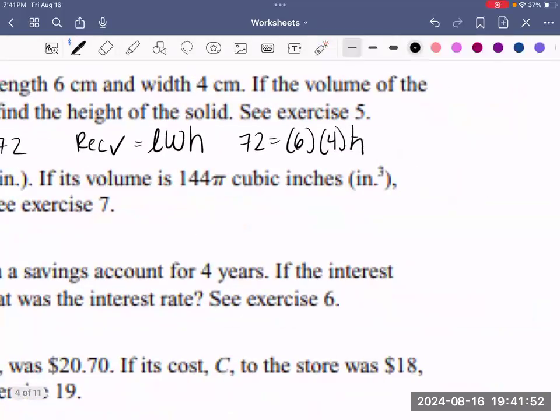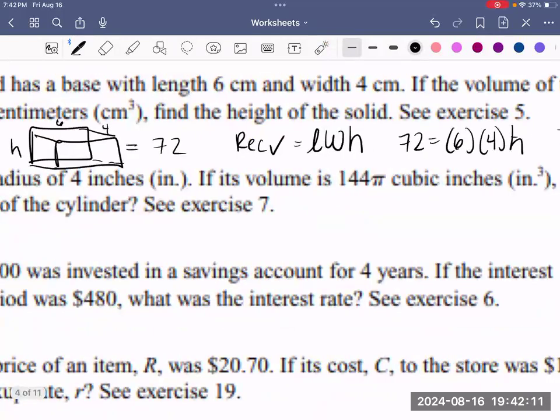So that being said, we have 72 is equal to 24h. So notice that 24 is being multiplied by h. So we're going to go ahead and divide by 24. So then h is equal to 72 divided by 24, which is 3. So we're going to have a height equal to 3.